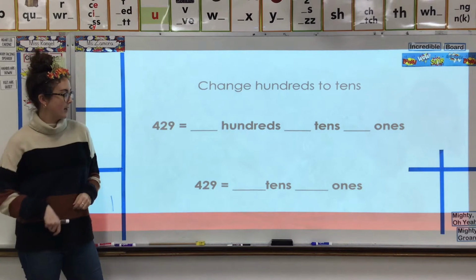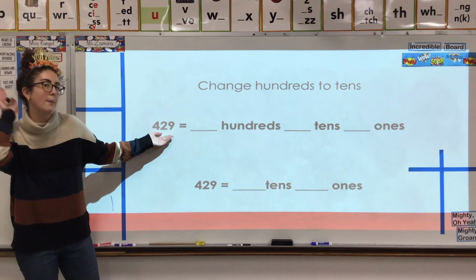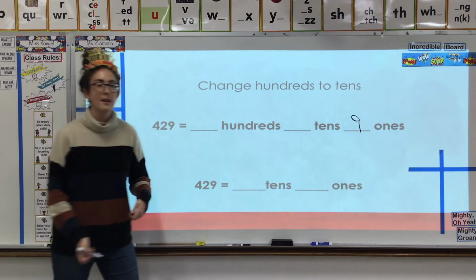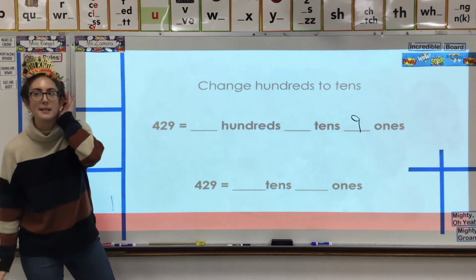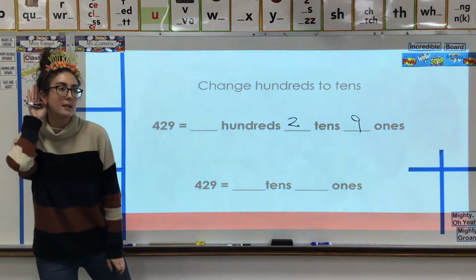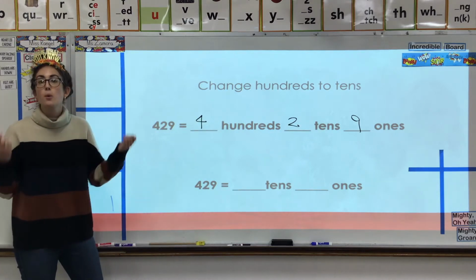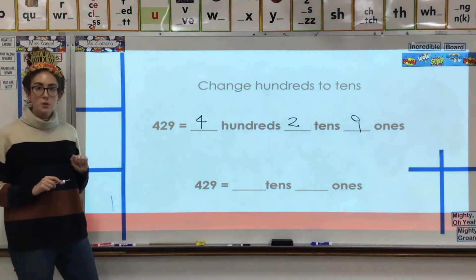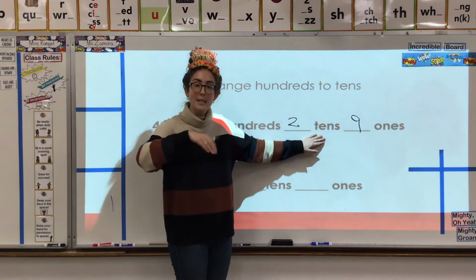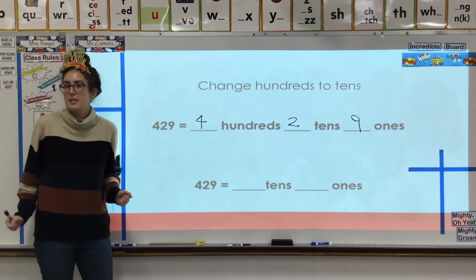In 429, we can show it one way, with hundreds, tens, and ones. So, tell me, second grade, in 429, how many ones are there? How many ones? There are 9 ones, of course. How many tens? There are 2 tens. And how many hundreds? 4 hundreds. Good job. So one way we could show 429 is if we were having 4 hundreds, 2 tens, and 9 ones.